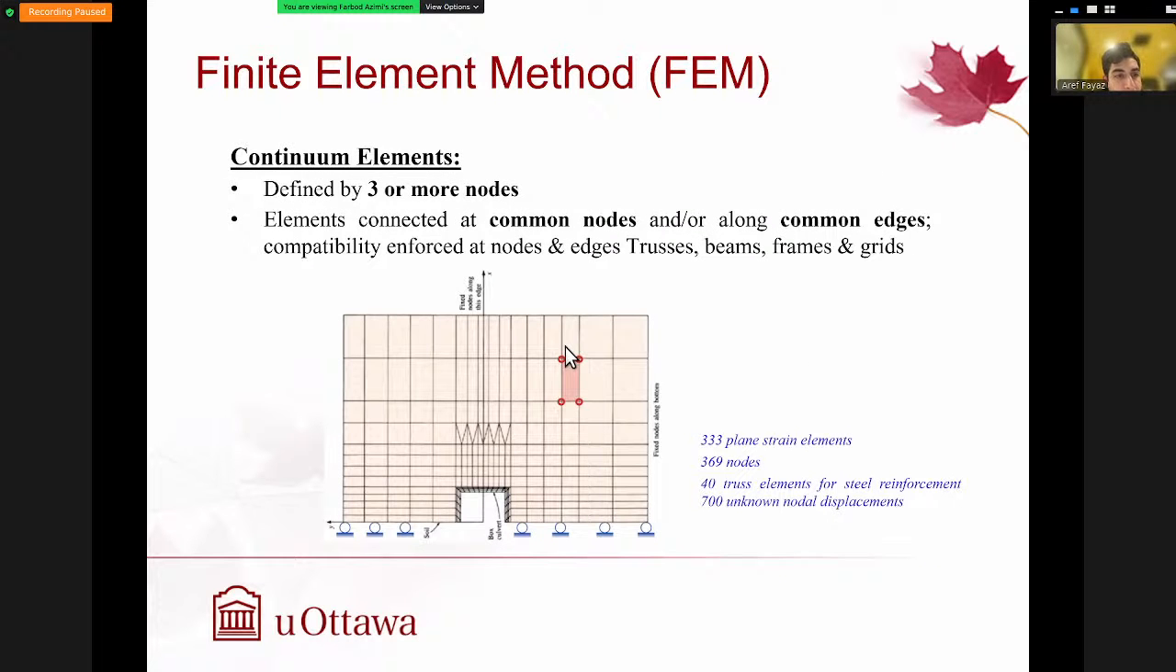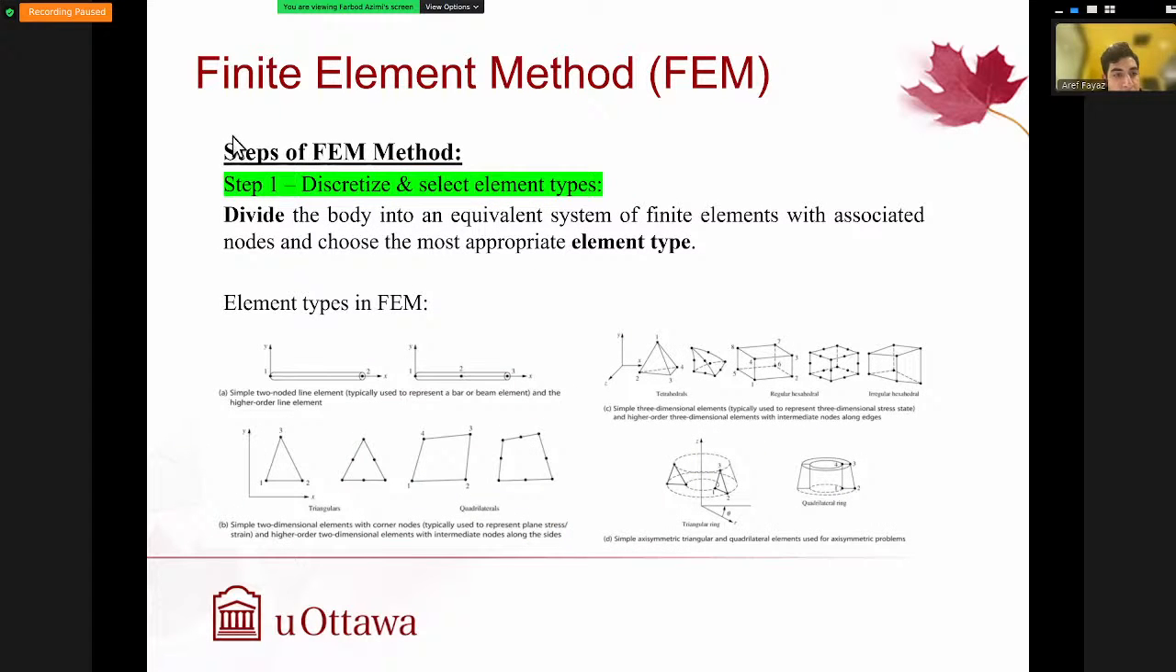Moving on to the continuum elements, these are defined by 3 or more nodes, and elements are connected at common nodes and along common edges. Compatibility is enforced at nodes and edges, trusses, beams, frames, and grids. So you have a diagram explaining the following. And moving on, we're going to go over the steps of the finite element method.